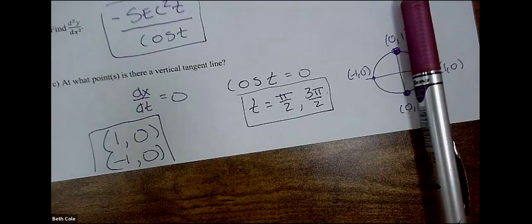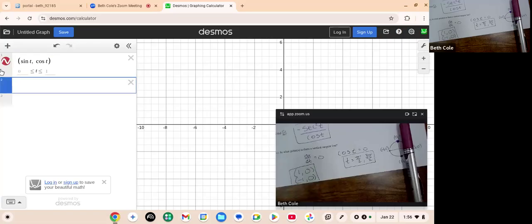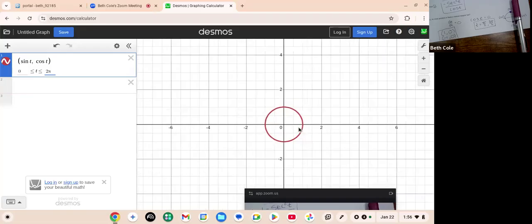Okay, so here's how you type a parametric equation on the calculator. I'm going to put parentheses, and then what is our x? It's just sine t, right? Comma, and then y was cosine t. And then they usually give you a little place to put in your interval. And what was our interval? 0 to 2 pi. So here's what that looks like. Isn't that cool?